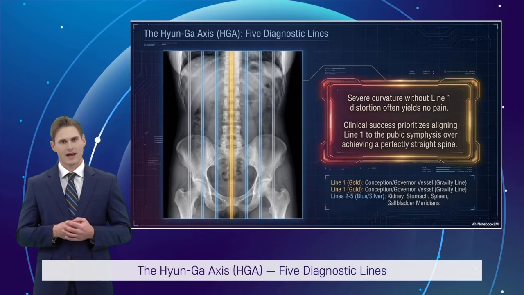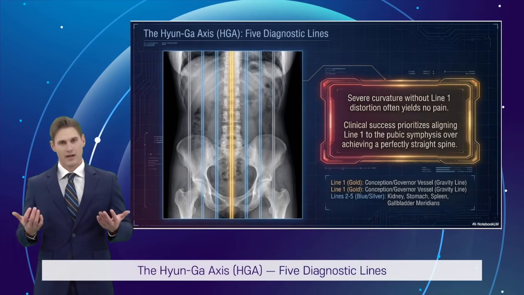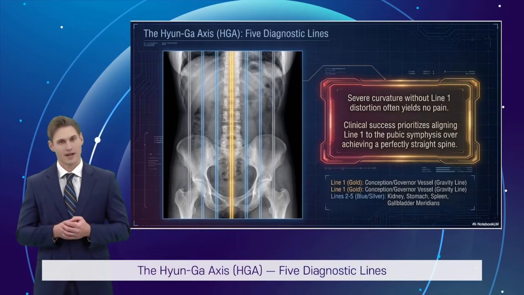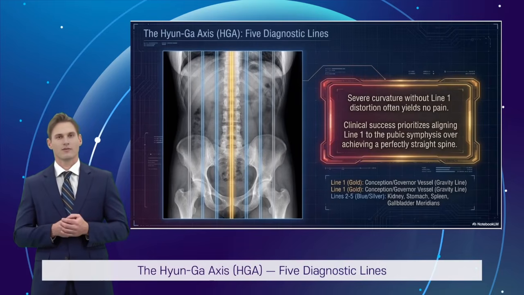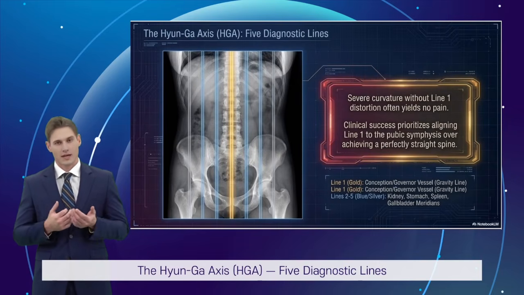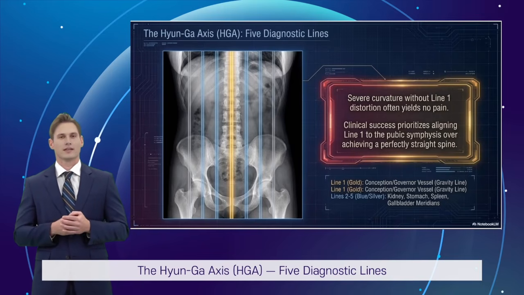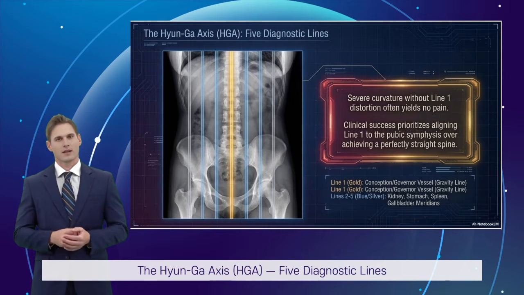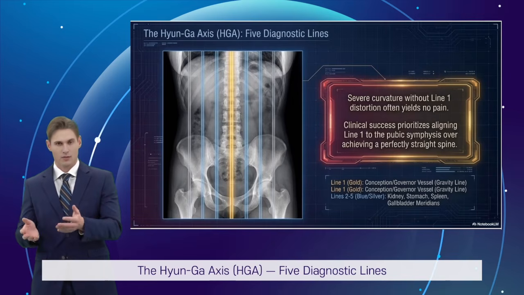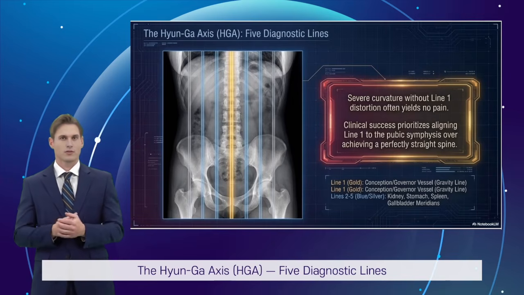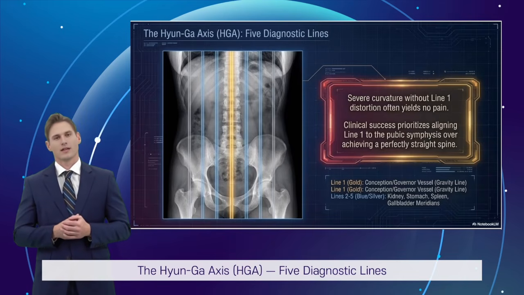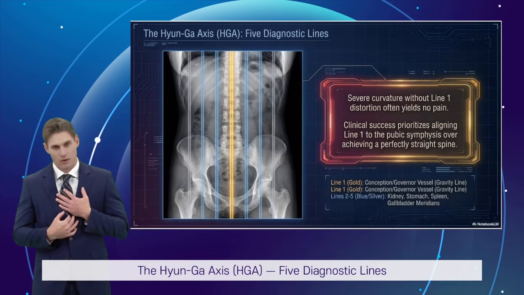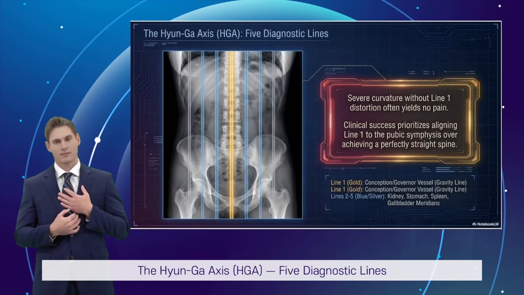Diagnosis begins with 5 Hyun-Ga Axis lines on X-ray. Line 1, the gravity line formed by the conception and governor vessels, runs from the spinous processes to the pubic symphysis and is the most critical of the 5. Lines 2 through 5 map to the kidney, stomach, spleen, and gallbladder meridians. Notably, severe curvature without distortion of line 1 often causes no pain, so the goal is aligning line 1, not forcing a perfectly straight spine.